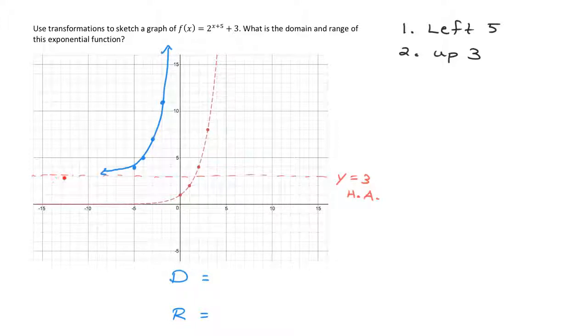Okay, now the y values are starting at 3, and they're going up to positive infinity. So I'm going to start with that first. 3 to infinity is the range. And the domain is still all real numbers. You can put anything that you want in place of x for this function and get something back. And that is it for this example.